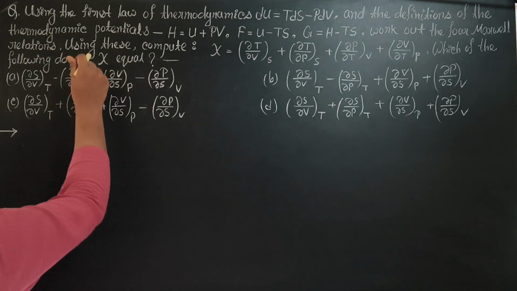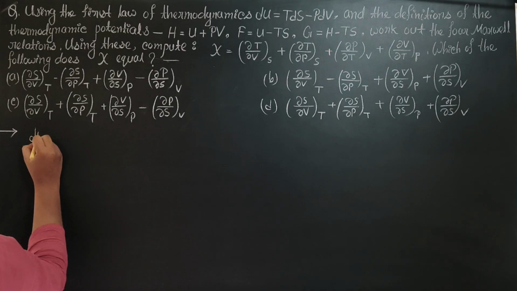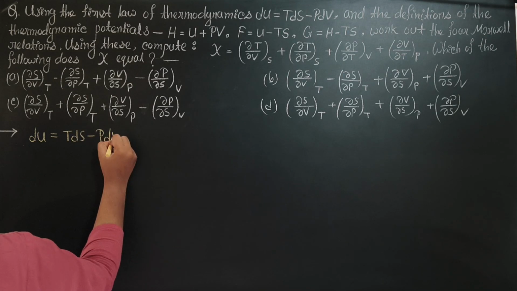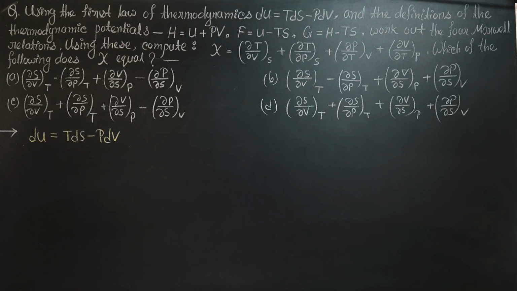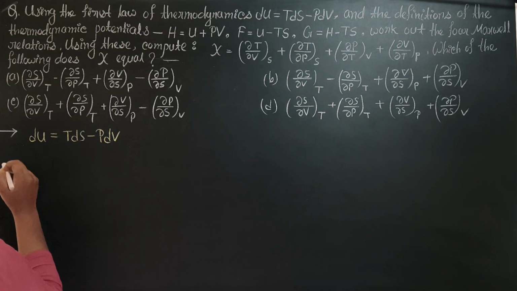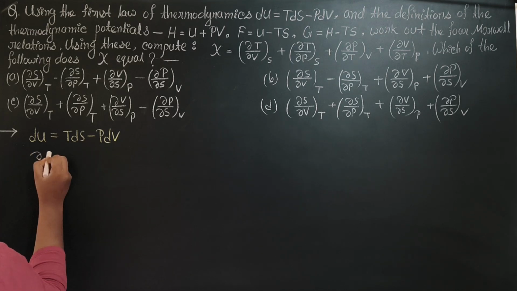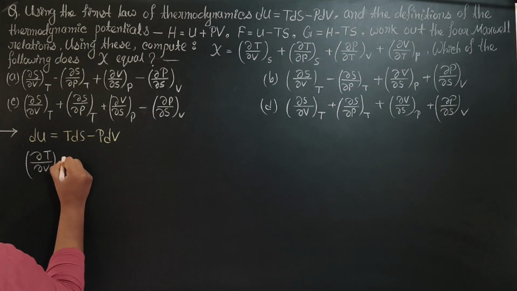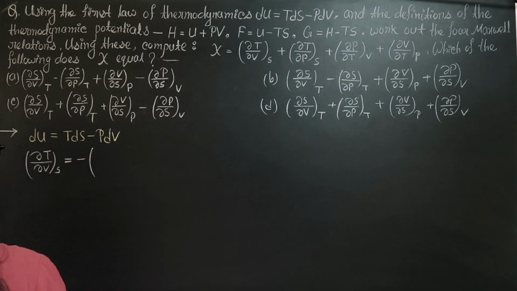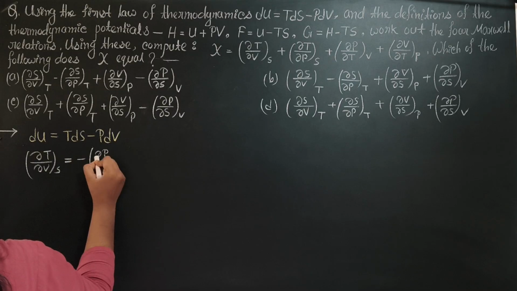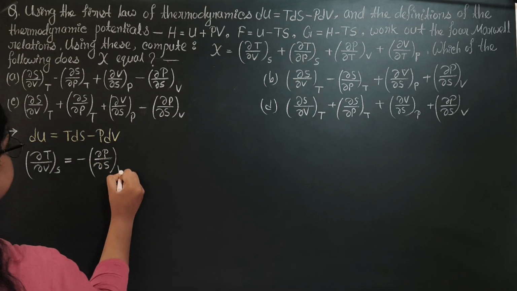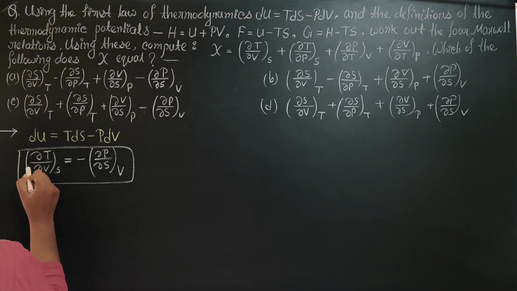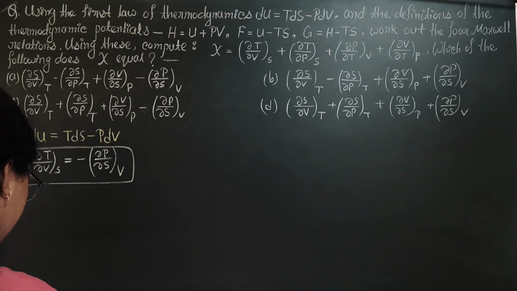At first, the first law of thermodynamics is given by dU equals TdS minus PdV. Now, as it is an exact differential, we can write that del T del V at constant S equals minus del P del S at constant V. This is the first equation, the Maxwell equation.